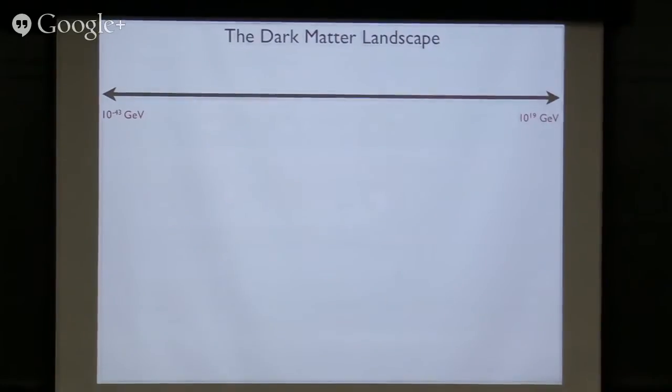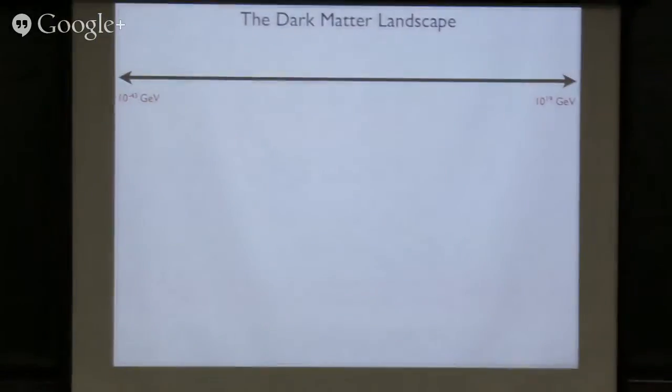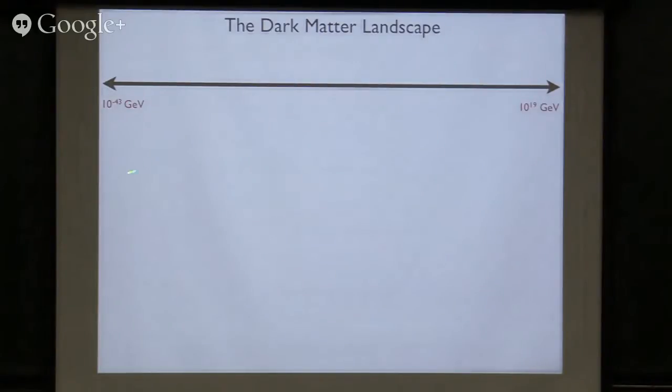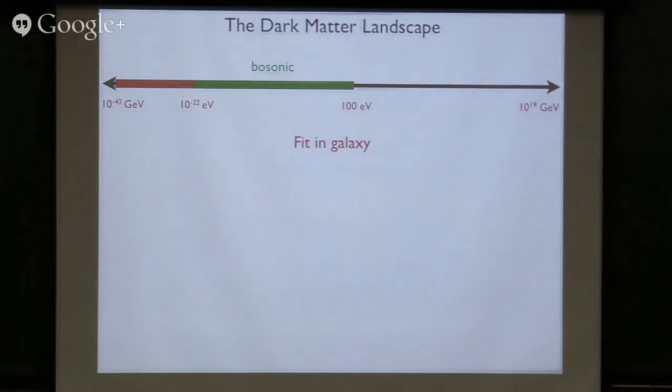So before we get into details about the physics, let's step back for a second and ask a simple question. What do we know about the mass of dark matter? Naively, it can be anywhere from about 10 to the minus 43 GeV to about 10 to the 19 GeV, from the Hubble scale to the Planck scale, the scales that are accessible to us as physicists. That's about 60 orders of magnitude. But we can do slightly better. We know that dark matter exists in the galaxy. It's got to fit inside the galaxy. And that turns out to put a lower limit on the mass of the dark matter.